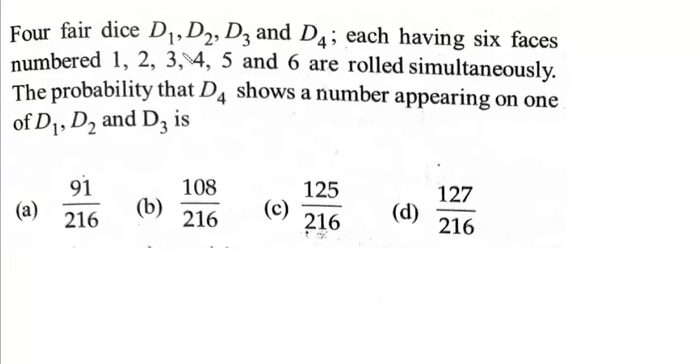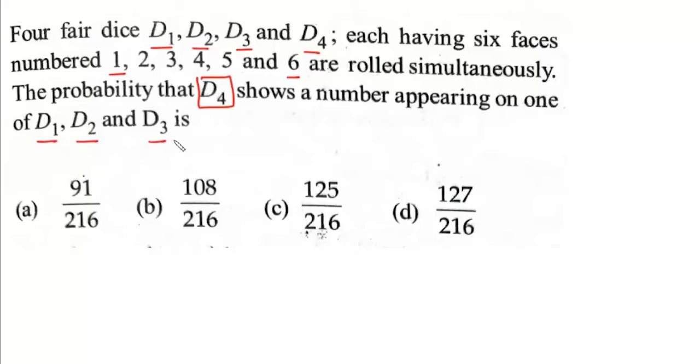Now here the question is: 4 fair dice D1, D2, D3 and D4, each having 6 faces numbered 1 to 6, are rolled simultaneously. The probability that D4 shows a number appearing on one of D1, D2 and D3.